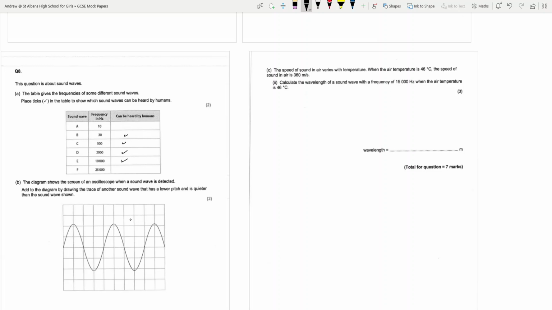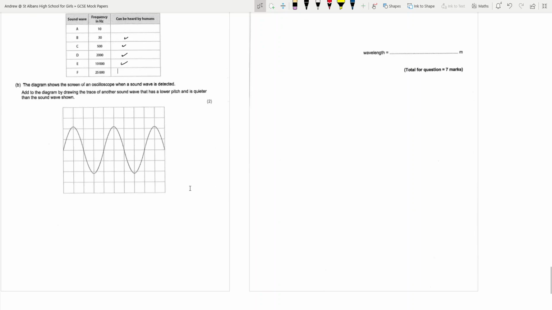So if you make a mark in either A or F, you get 0. If you only mark C and D without marking A and F, you get 1 mark.